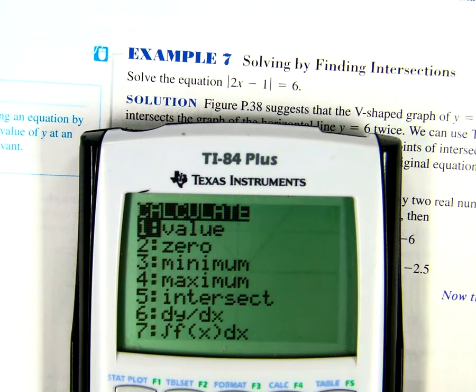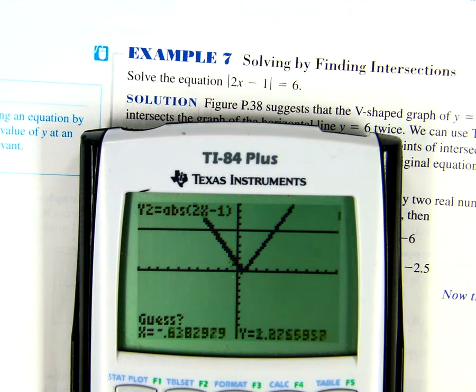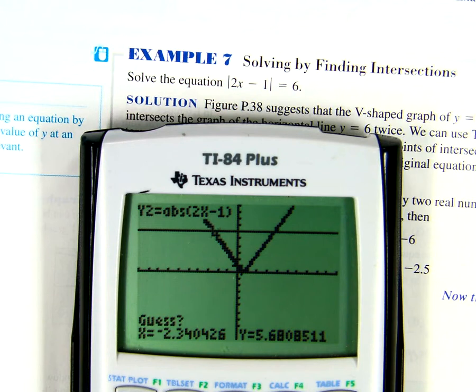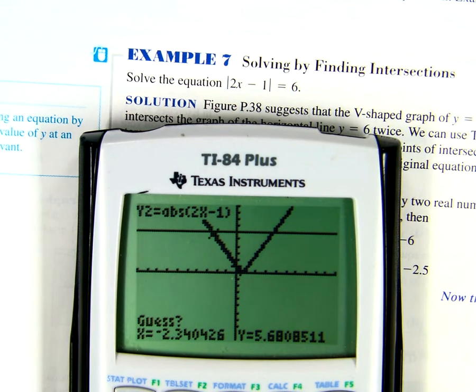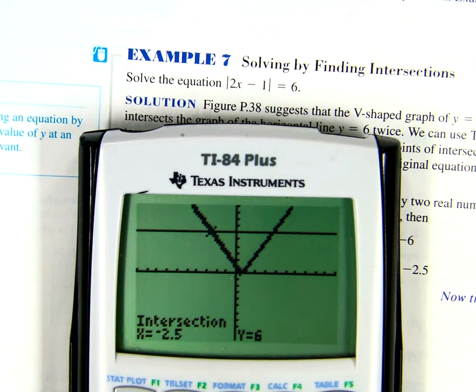trace, and that's calculate. And the one we've been using is 5, and we're going to try intersect. So when you do this, it asks you to choose first curve, second curve. And then there are two choices here. So the guess, I want to move the cursor close to the point I want. So I'm going to do the leftmost point first. And I see it says guess. Now I'm going to press enter, and it looks like the answer is negative 2.5, which is one of the solutions algebraically.